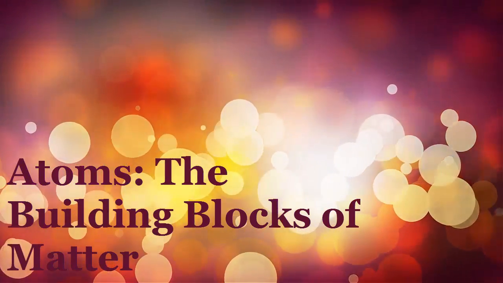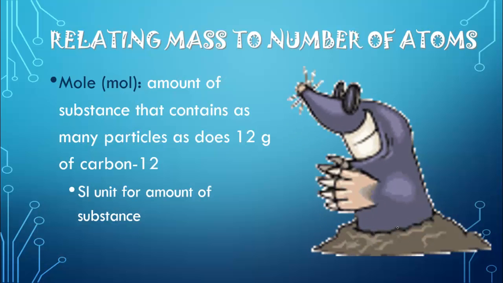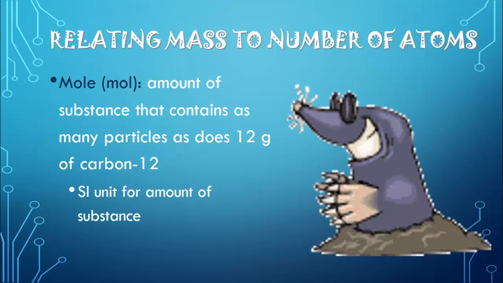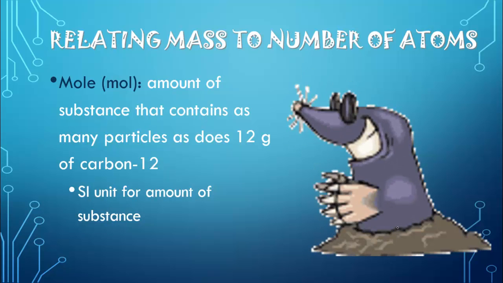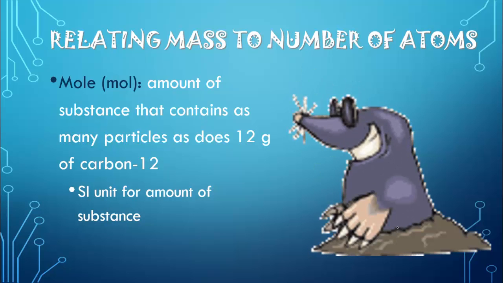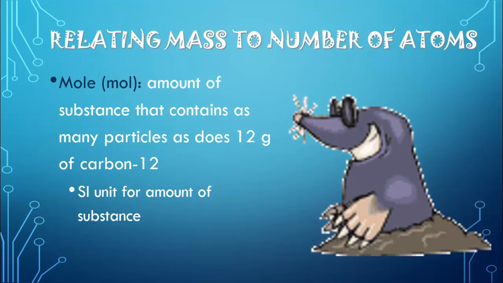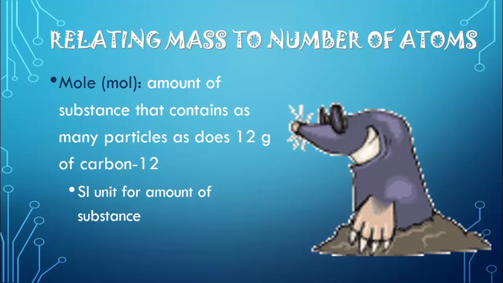So let's begin. Let's first relate the atoms to mass. We do this through the mole. That is why the mole is so important in chemistry, and we keep talking about it. The mole, as they shortened it, M-O-L. So we don't get it confused with the animal, the mole is shortened to M-O-L.